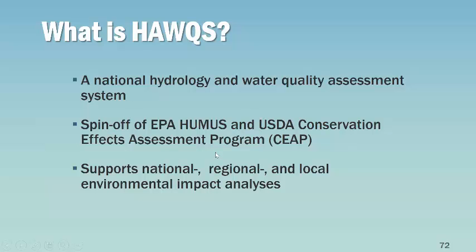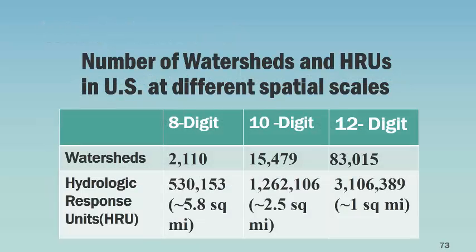It's generated based on our past national projects that were funded by USDA, and it's mainly to support national, regional, and local applications. As I mentioned, there are 8-digit watersheds in the U.S. There are about 2,100 of them, whereas at the 10-digit level, it's about 15,500. At a 12-digit level, it's almost 83,000.